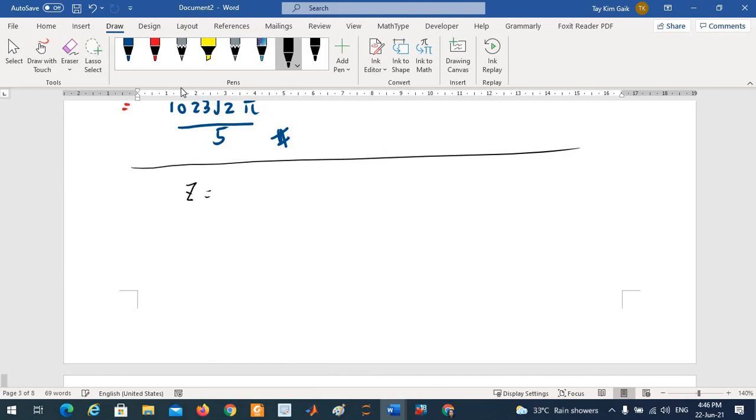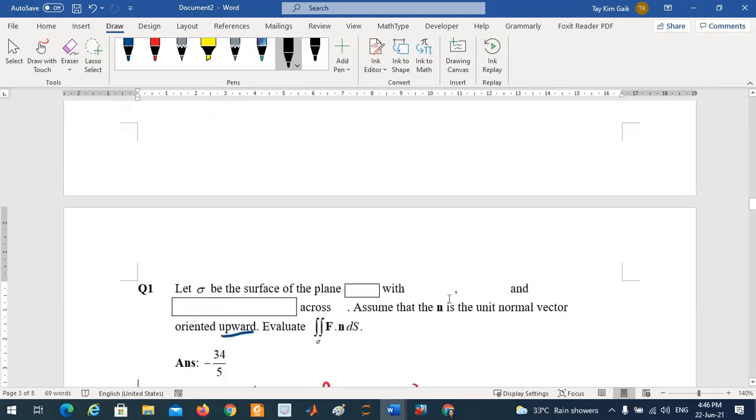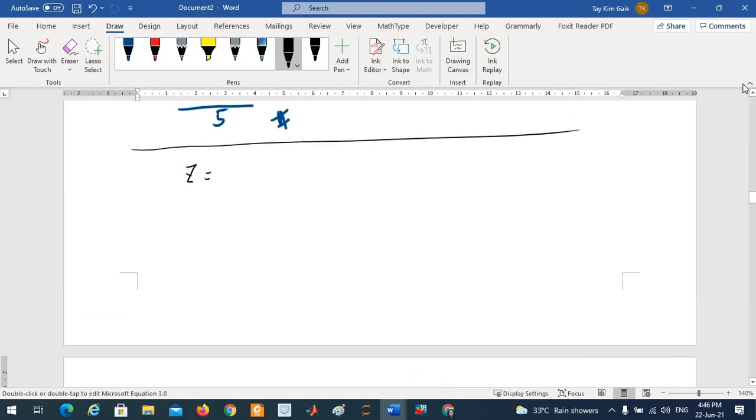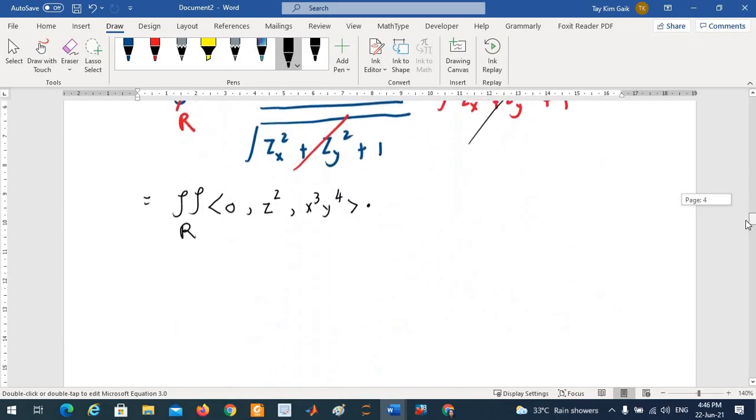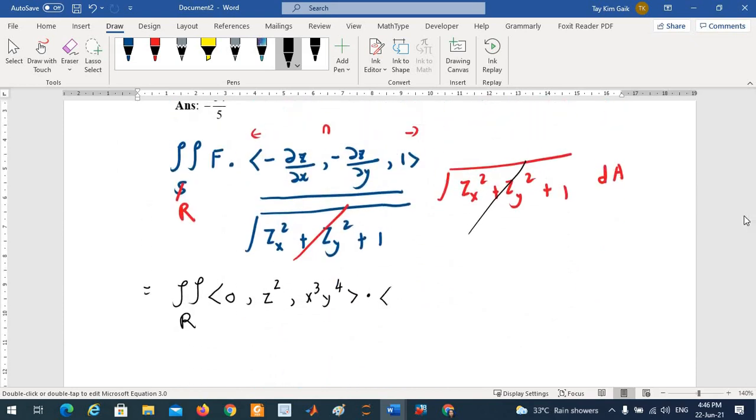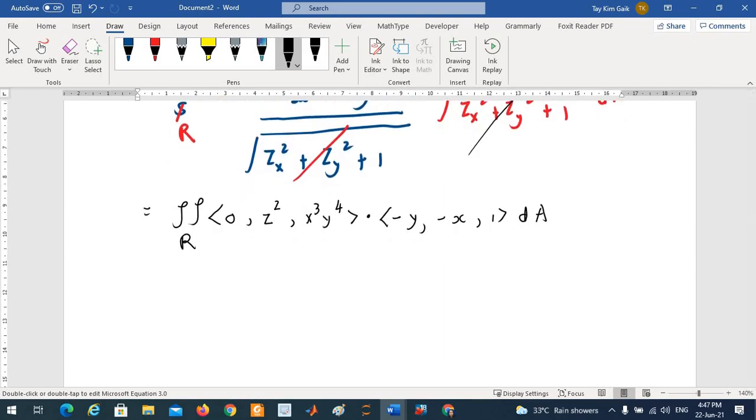What's the z equation given? z equal to xy. So z_x will be y, z_y will be x. If we want negative z_x, that means negative y, and negative z_y is negative x. So here the vector is negative y, negative x, 1. You find the dot product first. You simplify the dot product, later on do the double integral.